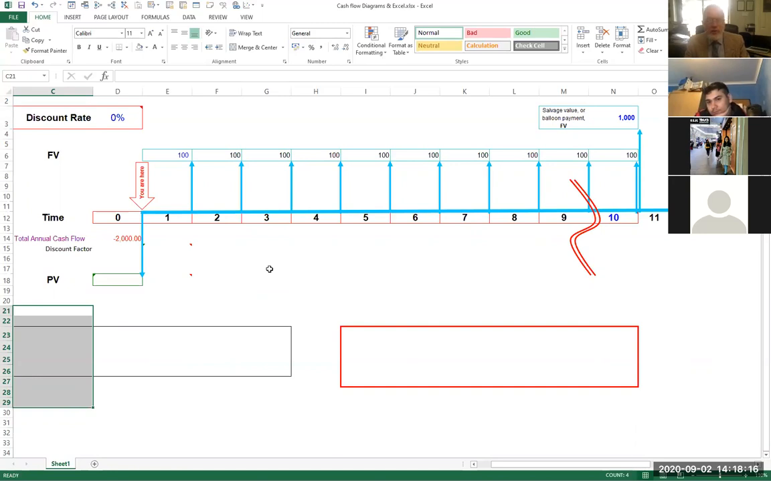This one happens to be one I did in Excel, but you can just do it on the back of an envelope with a pencil, or maybe a thumbnail dipped in tar. It doesn't really matter what you do it with. It doesn't have to be to scale. It doesn't have to do anything else, but simply give your mind the opportunity to see laid out the timing of the cash flows.